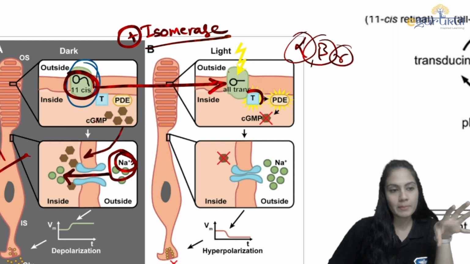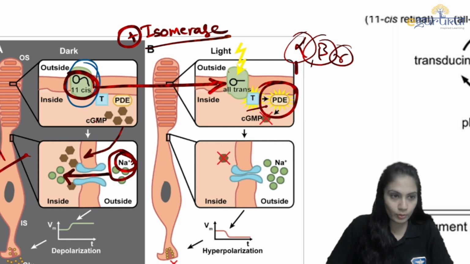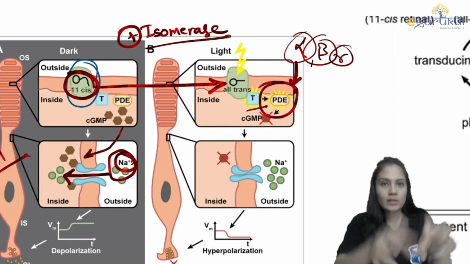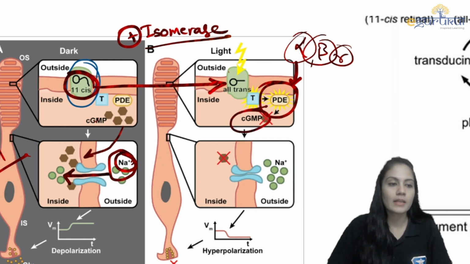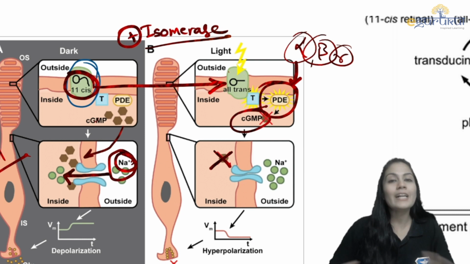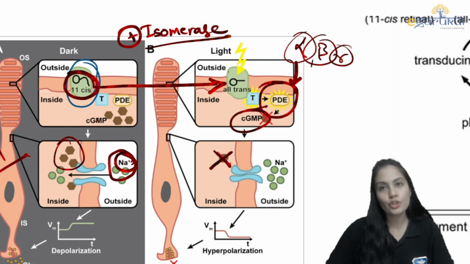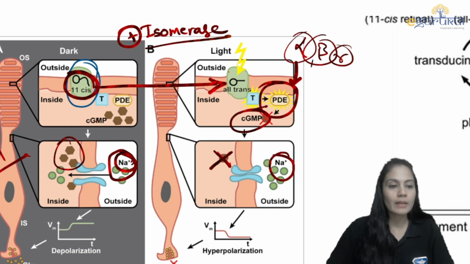Once this alpha gets separated from this G protein coupled receptor, it goes and activates the phosphodiesterase enzyme. This phosphodiesterase will eat up this cyclic GMP, or you can say it is going to convert that cyclic GMP into 5' GMP. So that's why there will be no availability of cyclic GMP, and that's why this cationic channel will fail to open. Right, to open these channels you require these cyclic GMP molecules, and that's why the sodium will be unable to come inside, right?